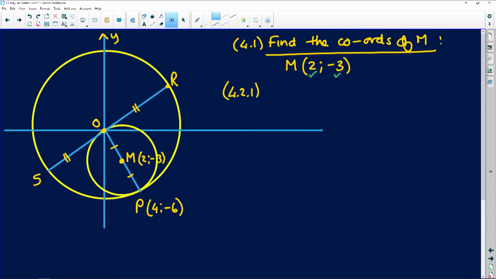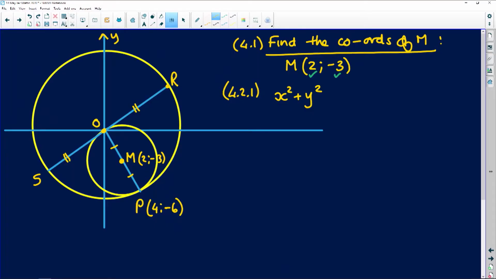4.2.1. They ask us to find the equation of the largest circle. Now remember what we said. If a circle has a center at the origin, we know it's x squared plus y squared. No other thing. X squared plus y squared, because it's x minus 0 plus y minus 0. Hello? X minus 0 is still x. Okay, so don't do unnecessary things.